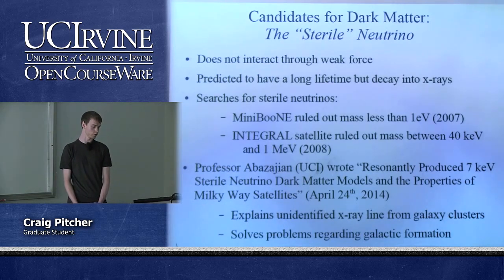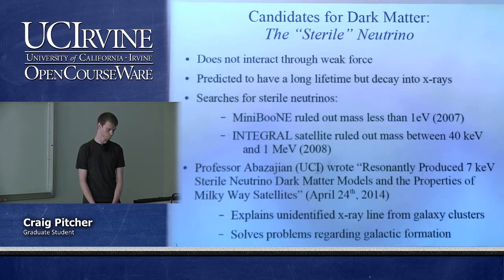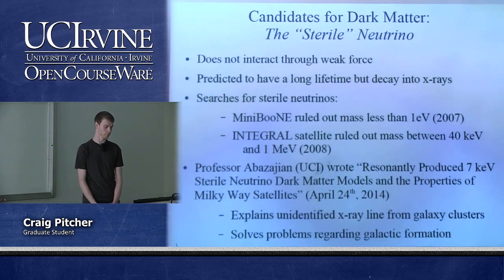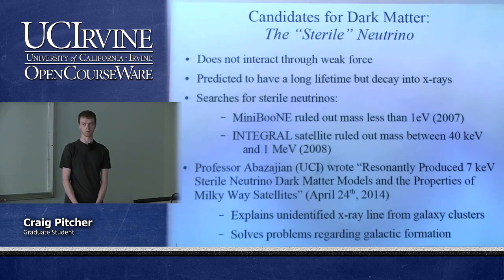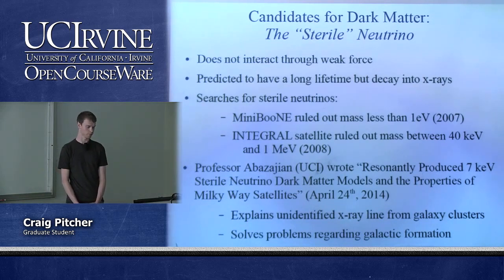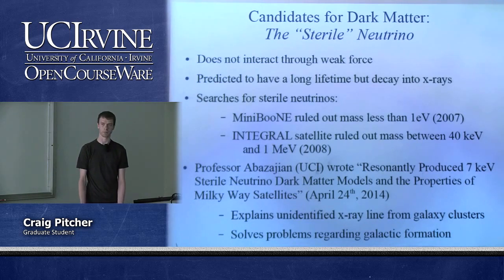But there could also be sterile neutrinos, which don't interact through the weak force. These are predicted to have a long lifetime, but they decay into X-rays, which could be observed. Searching for sterile neutrinos has been done by MiniBooNE, which ruled out sterile neutrino mass of less than 1 eV, so they would have to be much more massive than ordinary neutrinos. Then the INTEGRAL satellite ruled out the mass range between 40 keV and 1 MeV. There have been other experiments, but there's still a lot of parameter space that hasn't been explored yet.